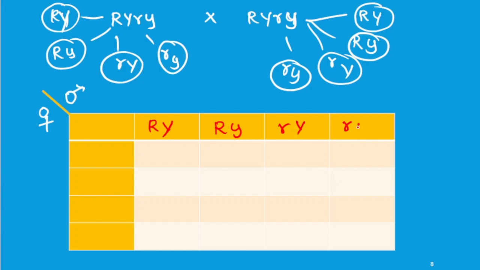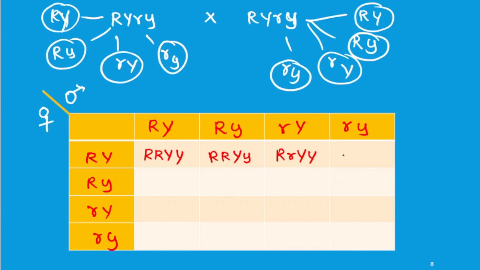So small r, capital Y, small r, small y. Now when these two combine, what will you get? Capital R, capital R, capital Y, capital Y, capital R, capital R, capital Y, small y, capital R, small r, capital Y, capital Y, capital R, small r, capital Y, small y. So this is the first set of combinations.